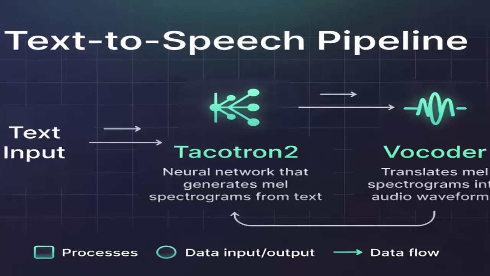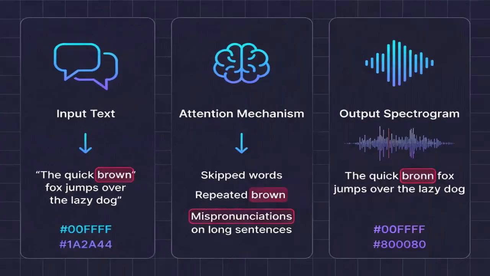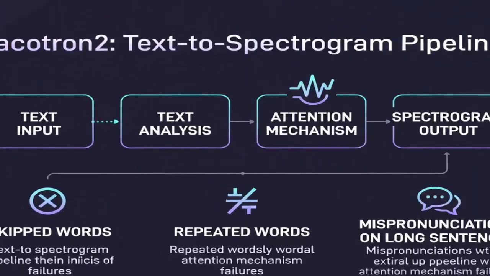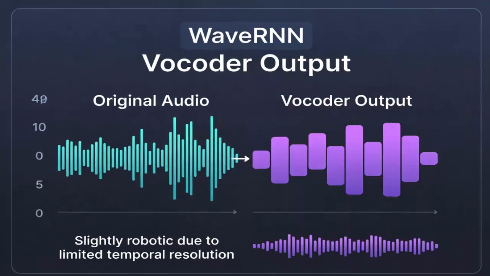Even though this pipeline works well for educational and research purposes, it does come with some limitations. Tacotron2 relies on an attention mechanism, which can sometimes fail on long or complex sentences, leading to skipped words, repeated phrases, or incorrect pronunciations. These attention-related issues become more noticeable as input length increases. On the audio side, WaveRNN produces intelligible and natural speech, but it can sound slightly robotic or oversmoothed when compared to modern GAN-based vocoders like HiFi-GAN or BigVGAN. These shortcomings are exactly why newer architectures were developed, aiming for better stability, faster inference, and more natural audio quality.